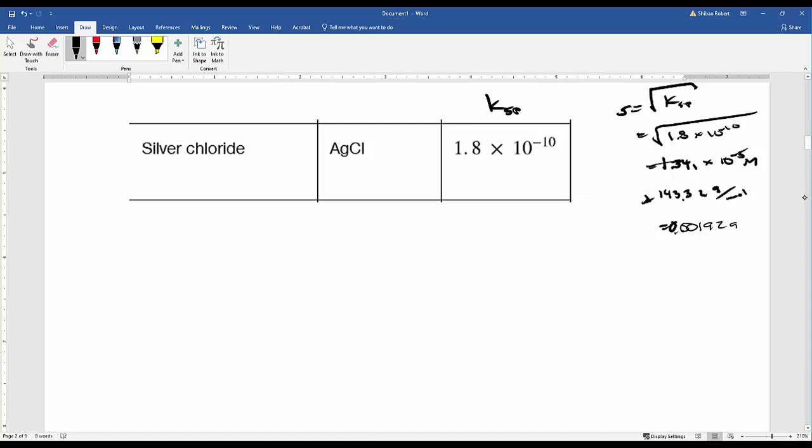0.00192 grams per liter, which is going to be 1.92 milligrams per liter, or about 1.9 milligrams per liter. So it's not 100% insoluble. Even though we say silver chloride's insoluble, it's not 100%. 1.9 milligrams of silver chloride will dissolve in a liter. But that's below the cutoff. The cutoff is 0.1 molar.